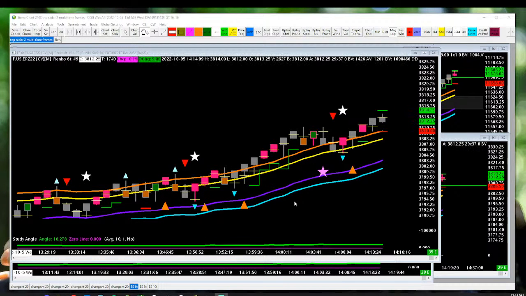Cool. So yeah, that's how I would trade it. That's the only way I know how to trade the momentum. Otherwise, it's just wait for the market to start moving back and forth.